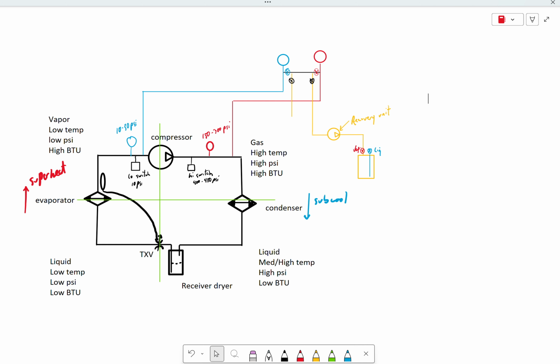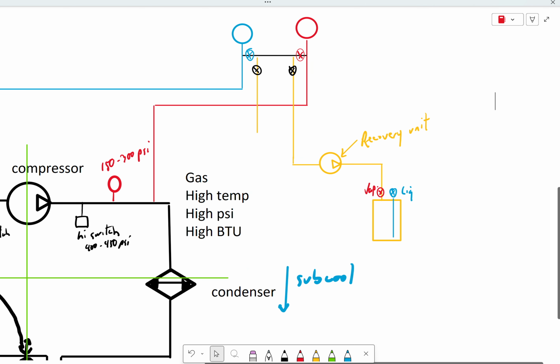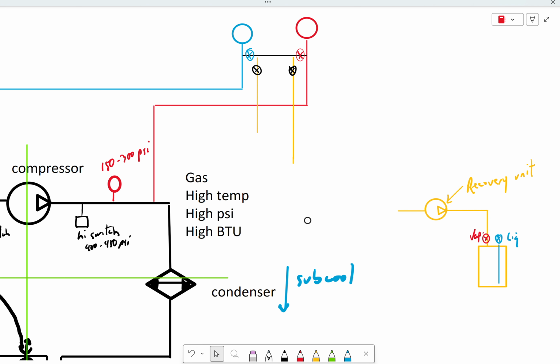So I'm going to go ahead and put nitrogen in the system. And while I'm doing this, I am now currently done with my recovery unit. So I'm going to take this and put it over here. Now, your nitrogen, how much should we put in? 150 to 200 psi.